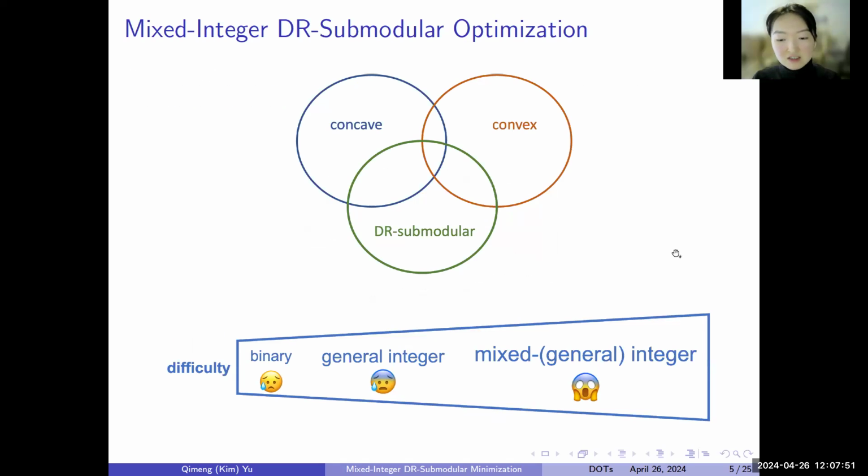We have now seen that DR-submodular functions capture an important real-world phenomenon, and we can certainly model things with it. But to inform decisions, we do need to optimize such functions. And this is when big challenges may arise. Because, in general, these functions can display some wild nonlinearity. And on top of that, some problem contexts may even call for not just binary, but general integer, or even mixed general integer decision variables, which makes the corresponding optimization problems even more difficult.